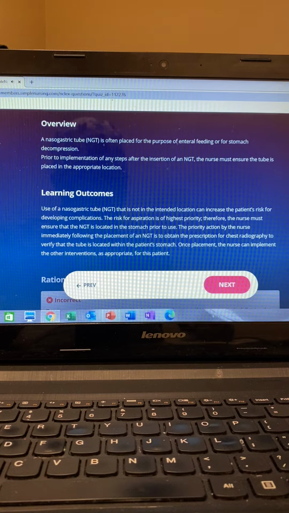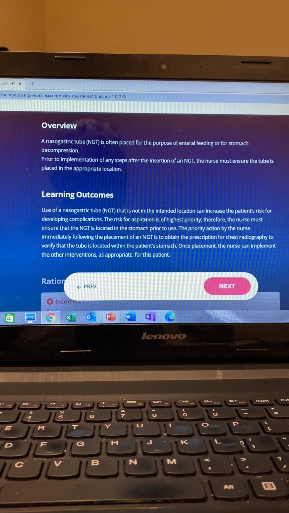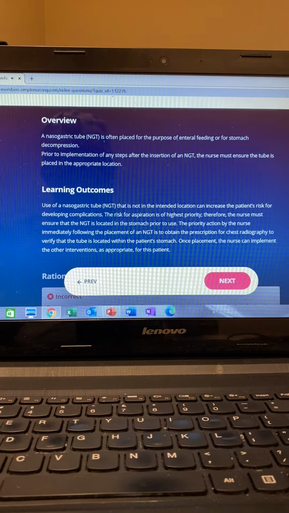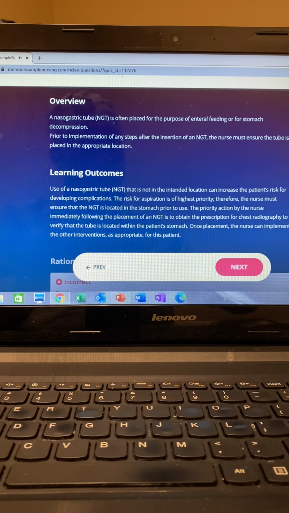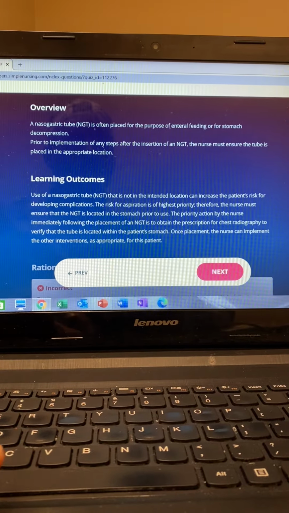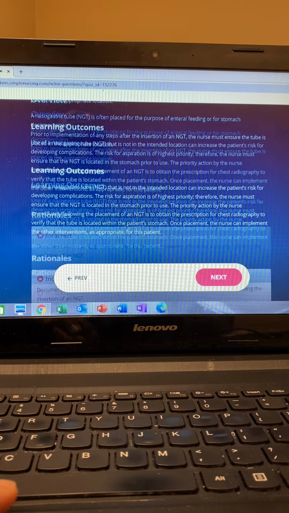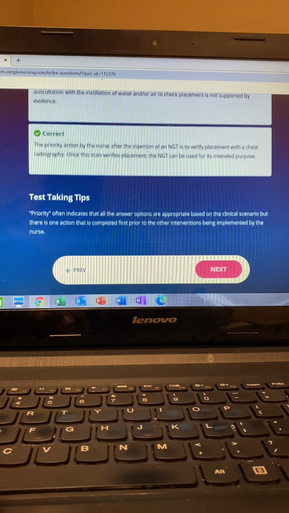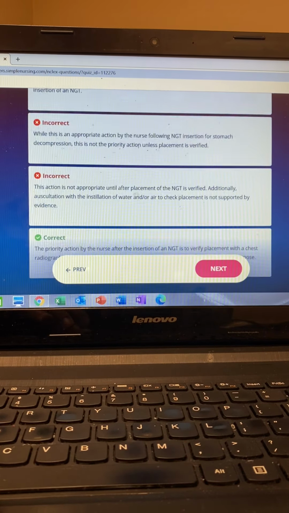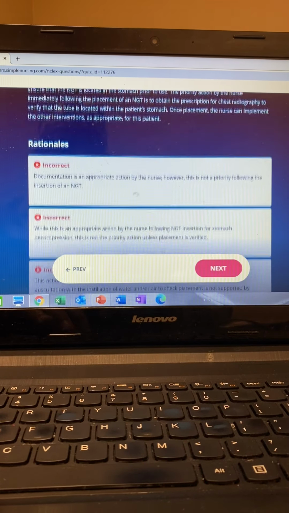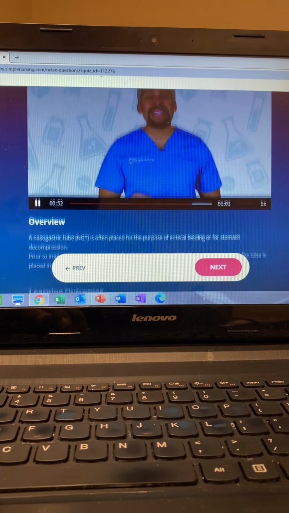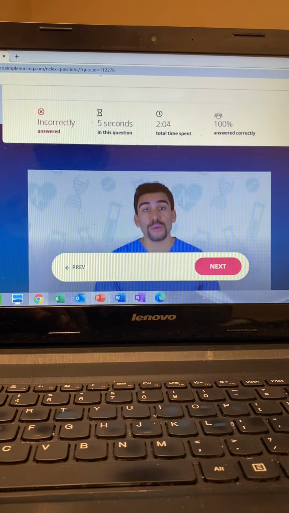Now, our first 3 options are incorrect. So option number 1, documenting is needed, but guys, we have to do the placement check first. Always assess the placement. And option number 2 and 3, you cannot use any NG tubes until the placement's confirmed. There's a big aspiration risk. And option number 4 is our correct option. Nasogastric tube placement needs to be confirmed before the use.